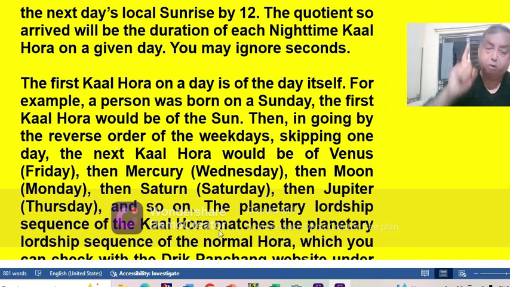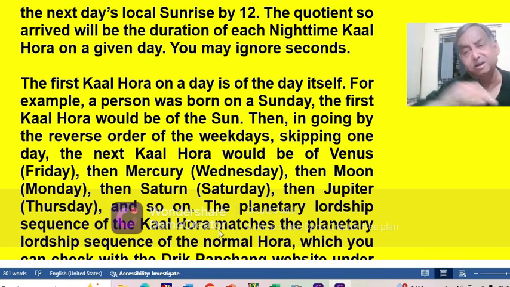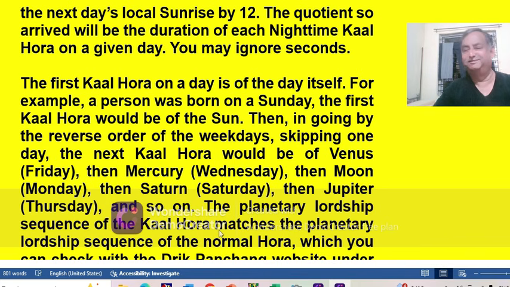Then, going by the reverse order of the weekdays, skipping one day, the next Kaal Hora would be of Venus, Friday. Then Mercury, Wednesday. Then Moon, Monday. Then Saturn, Saturday. Then Jupiter, Thursday, and so on. Go on in reverse order by skipping one day. And the Lord of the day would be the Kaal Hora Lord.